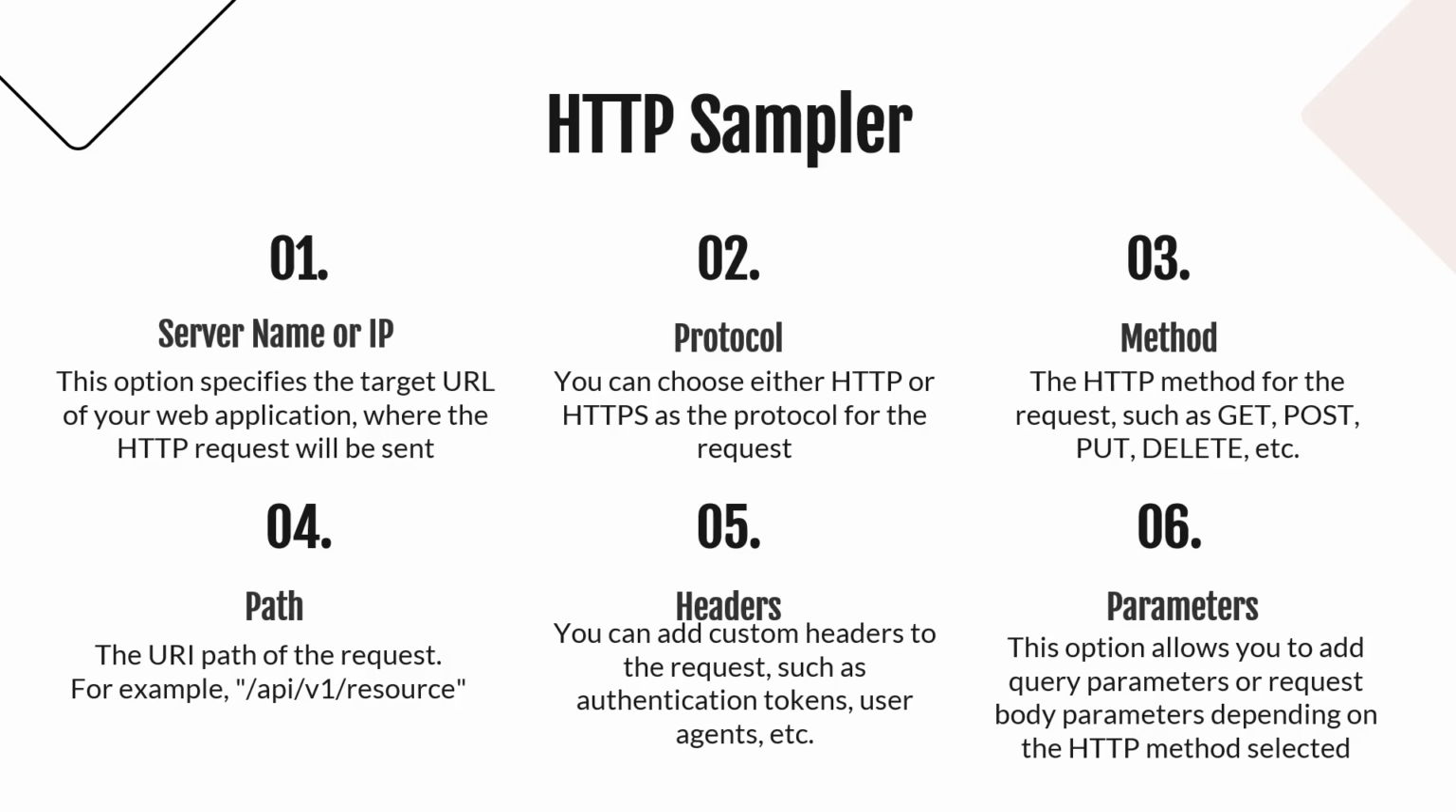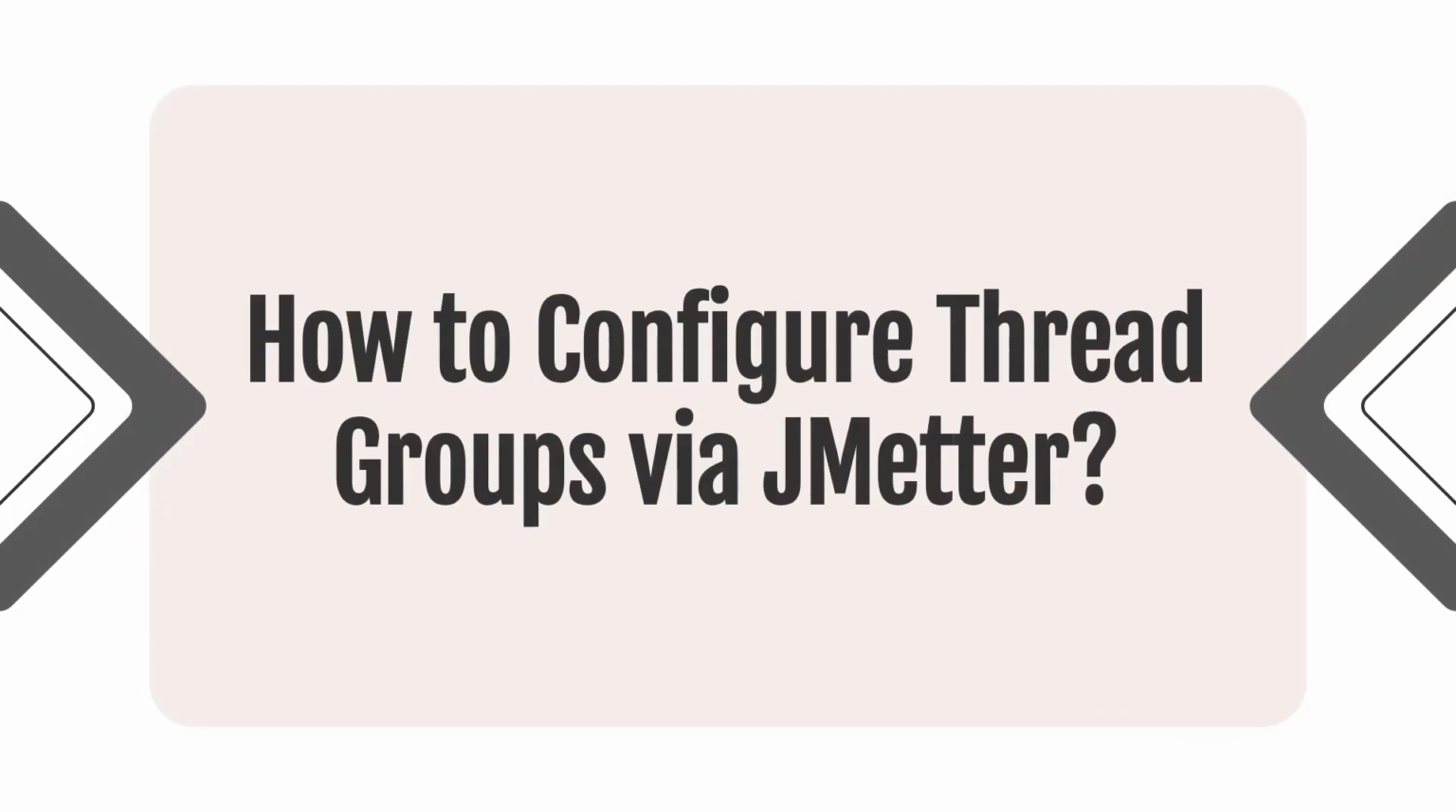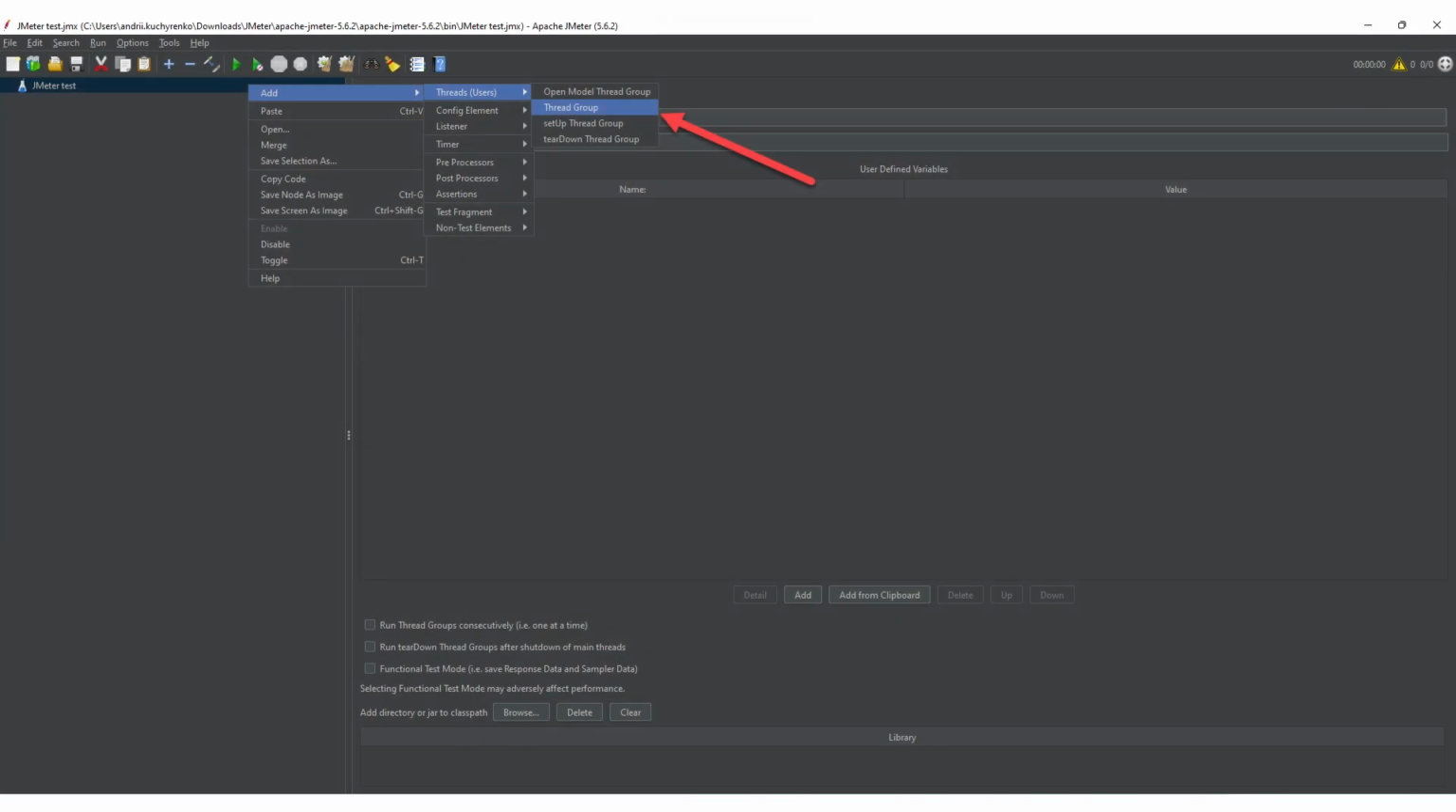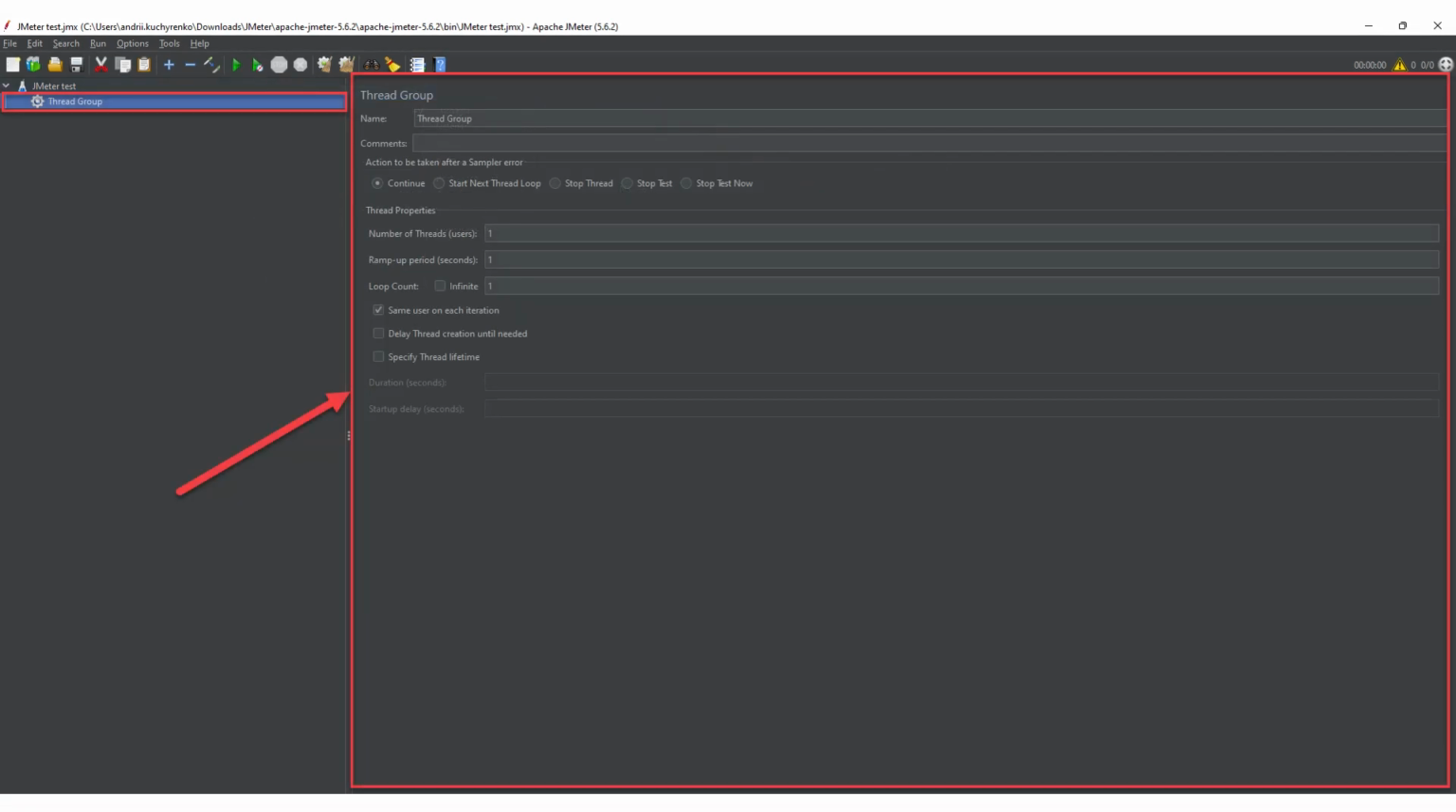Now that we've learned how to customize the HTTP request sampler, let's proceed to the next question. How to configure thread groups via JMeter. To configure thread groups, in the test plan tree, right-click on the test plan and select Add, Threads (Users), Thread Group. Double-click on the recently created thread group element to access its properties.